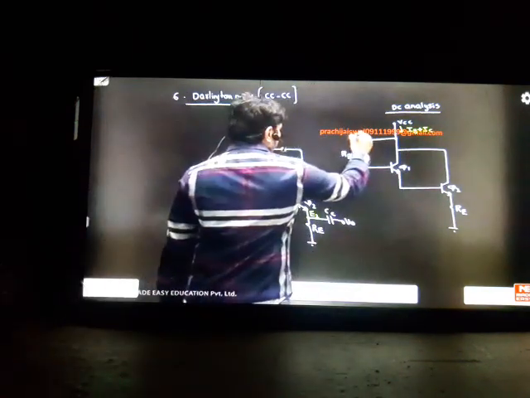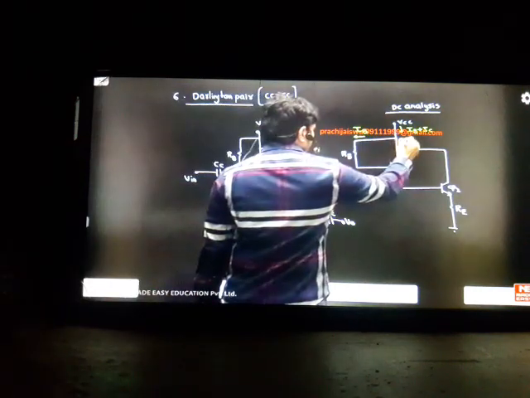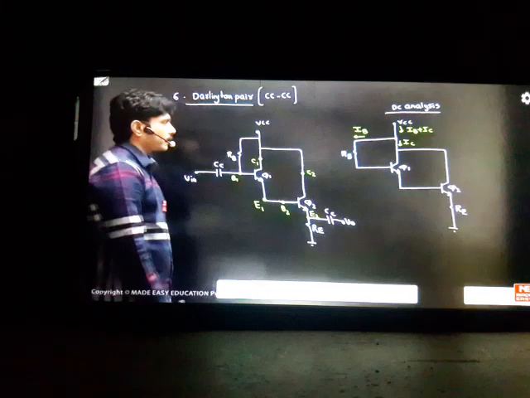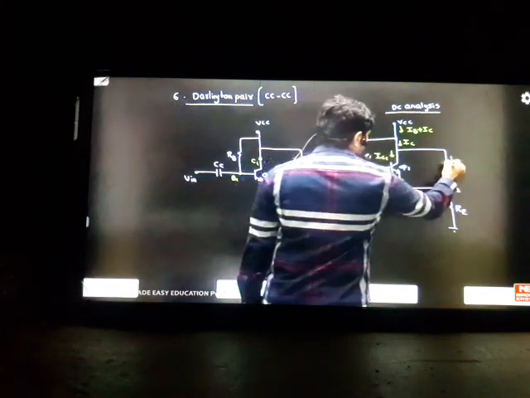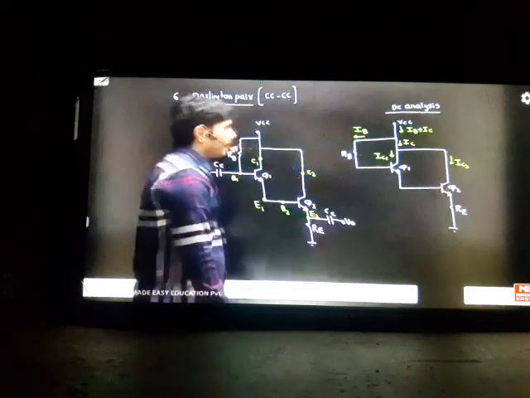This current will go this side as IB, the base current, going to the biasing resistor. And one current will be joining here, the IC current. IB plus IC at the collector point. And this IC current again will divide into two parts: one is IC1 current and one is IC2 current. So for two transistors, two currents will divide.